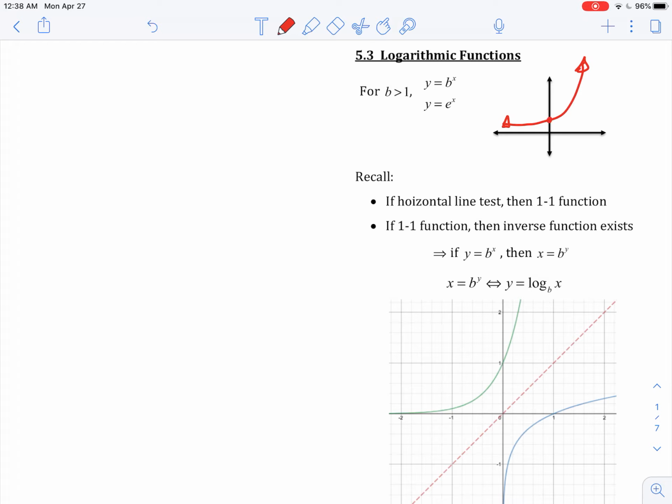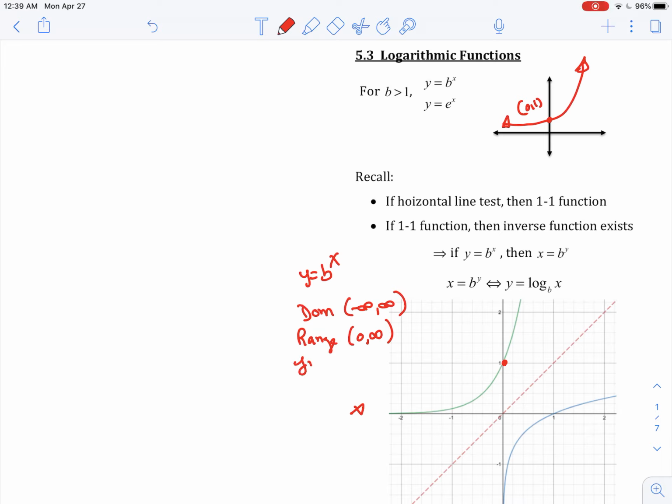And we know anything raised to the 0 power is 1, and we have this y-intercept at 0, 1. So if we look down here at our green graph, here would be a graph of an exponential where our base is greater than 1. And recall, for our exponential of y equals b to the x, our domain is all real numbers, negative infinity to infinity. Our range are our positive numbers from 0 to infinity, not including 0.